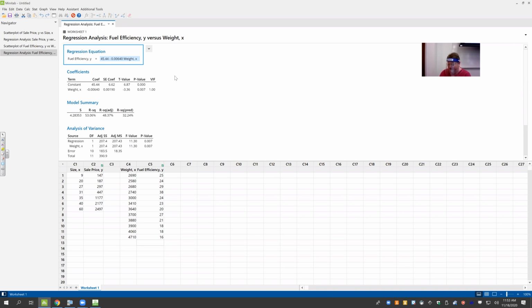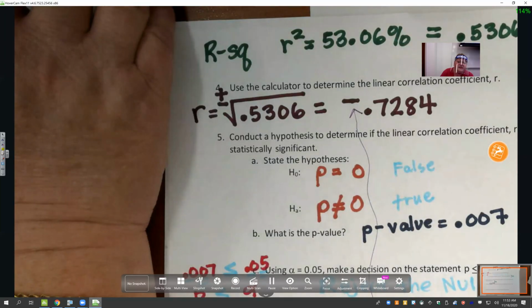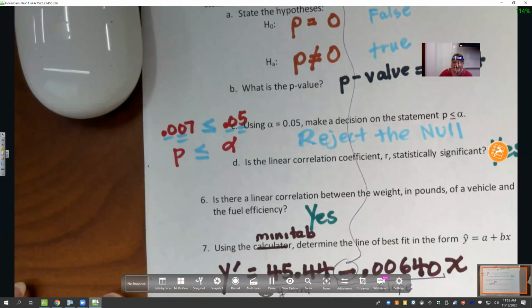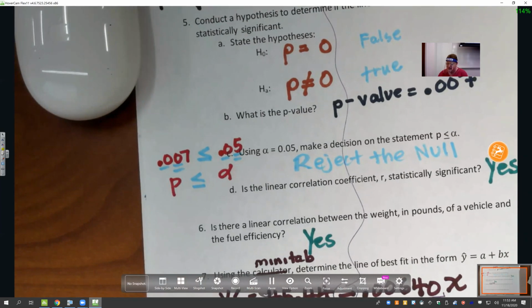Okay, that comes directly from Minitab. Again, just remember the first number without the x is your y-intercept. The number in front of the x, including the sign, is your slope. So again, notice here that your slope was negative and your R was negative. You can see it from that point too.